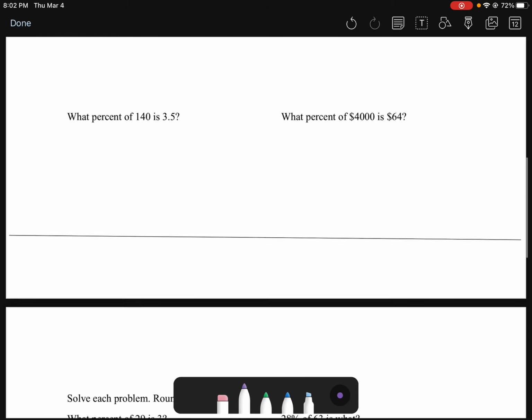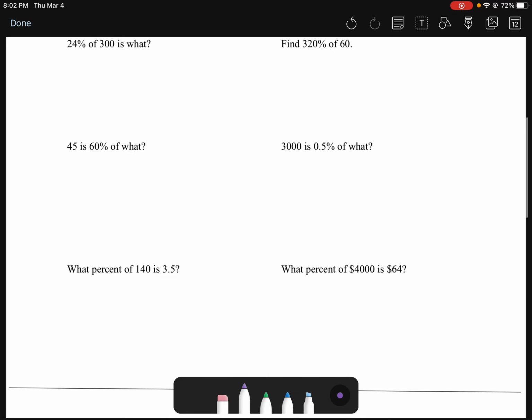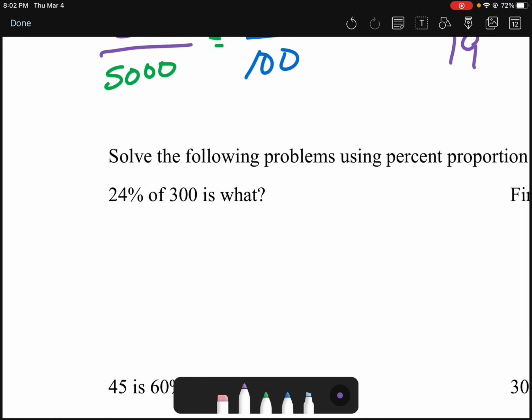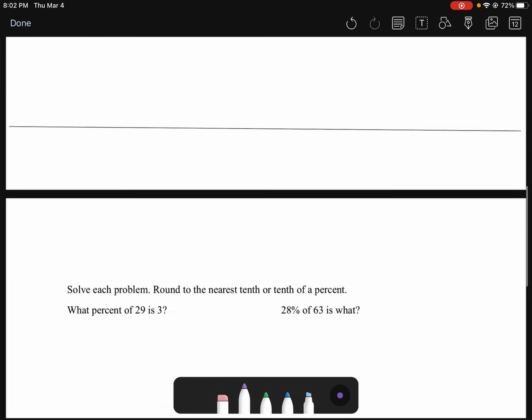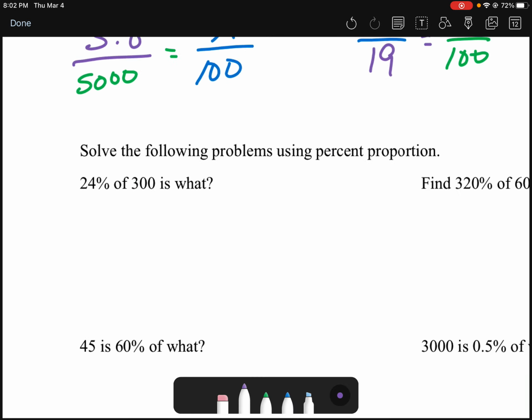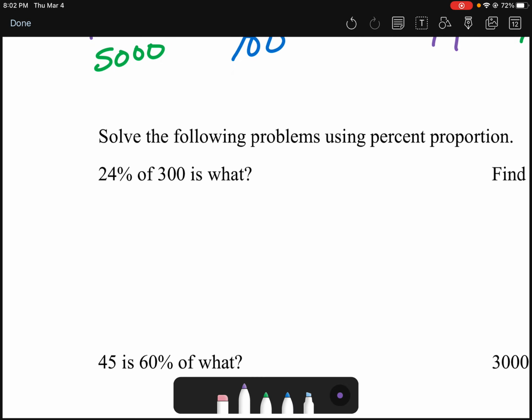So below I have a couple examples for you guys. I will do a couple with you, and then I want you to do the rest on your own. If we look at the first one here, I have 24% of 300 is what?